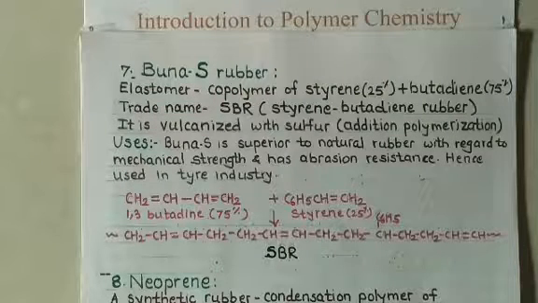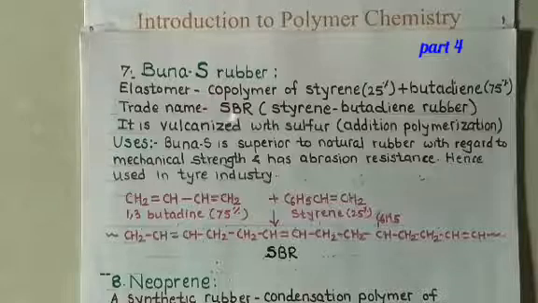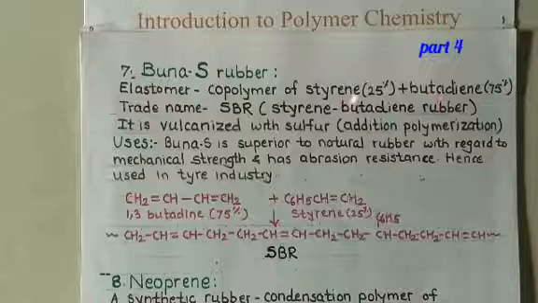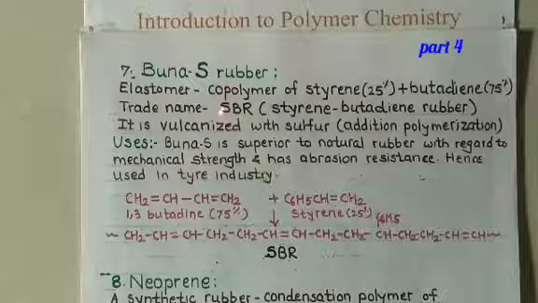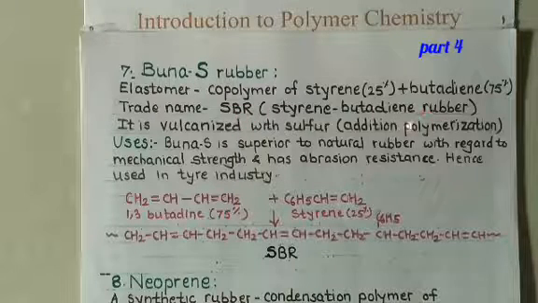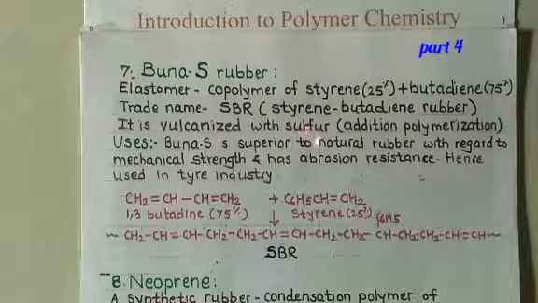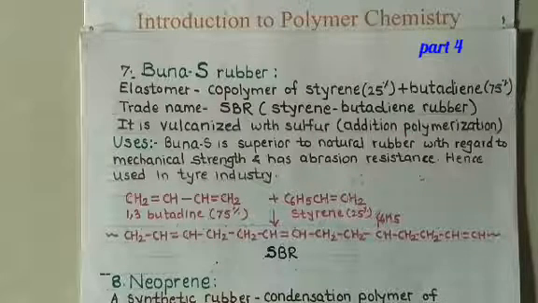Next one, we are going to talk about rubber. Now Buna S rubber. Buna S is an elastomer. It is a copolymer and the monomers are styrene and butadiene. It contains 25% styrene and 75% 1,3-butadiene. The trade name of Buna S is SBR, styrene butadiene rubber. It is also vulcanized with sulfur, that is, an additional polymerization process takes place.